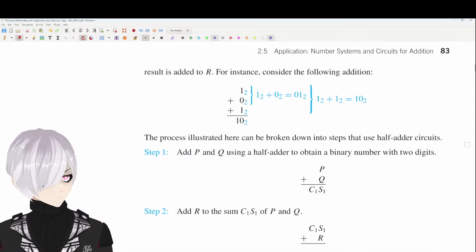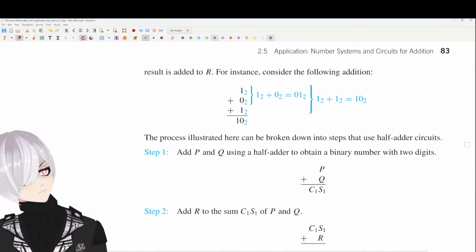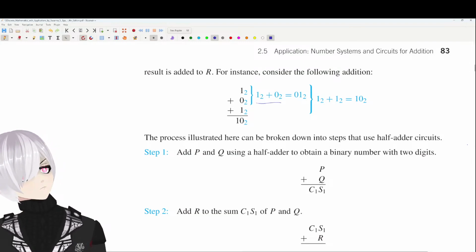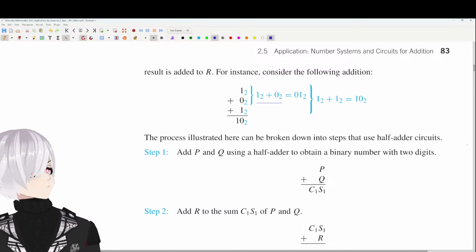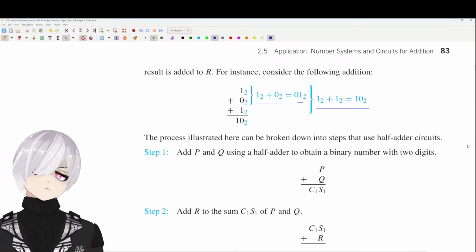So on the next page, we've got 1 plus 0 plus 1. When you add, you do two numbers at a time. So you do 1 plus 0, and that's just 1. Or if we're writing everything with two digits, it'll be 0, 1. And then we'll add 1 to that. So it's going to be 1 plus 1, which is 1, 0. So the whole sum is 1, 0.